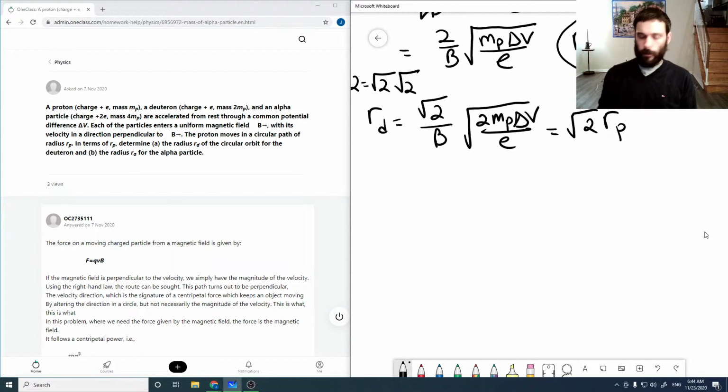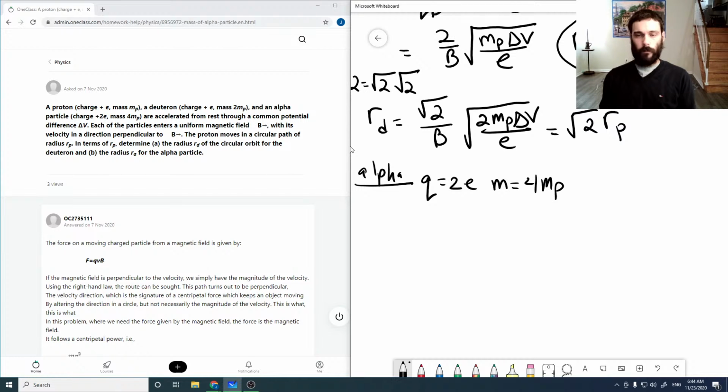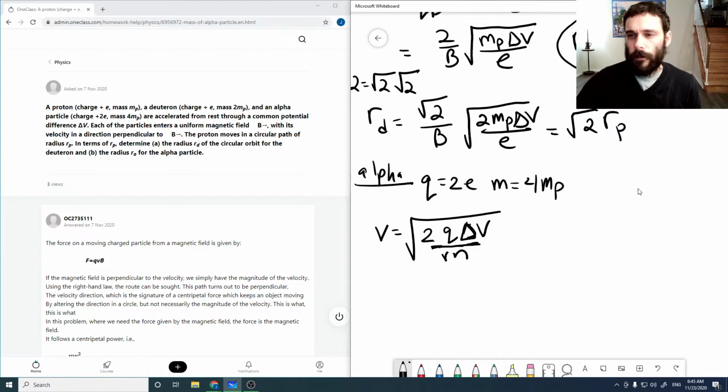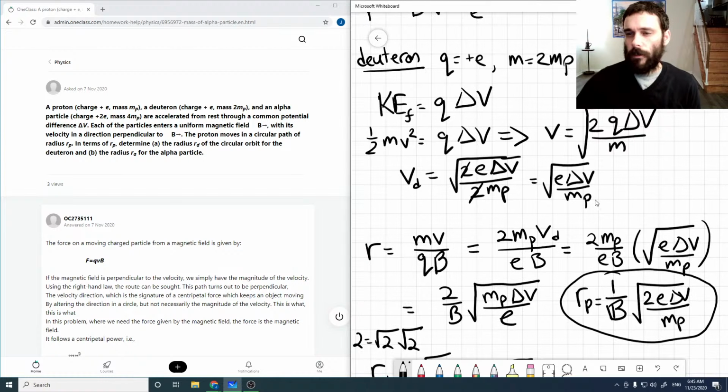And then for the alpha particle, we want to repeat that. So for the alpha particle, we have a charge of 2e and a mass of 4 mp. Again, returning to our kinetic energy expression, we have that V equals square root of 2q delta V over m, I believe. Let me write that one down, and I want to derive it every time. 2q delta V over m, yeah.